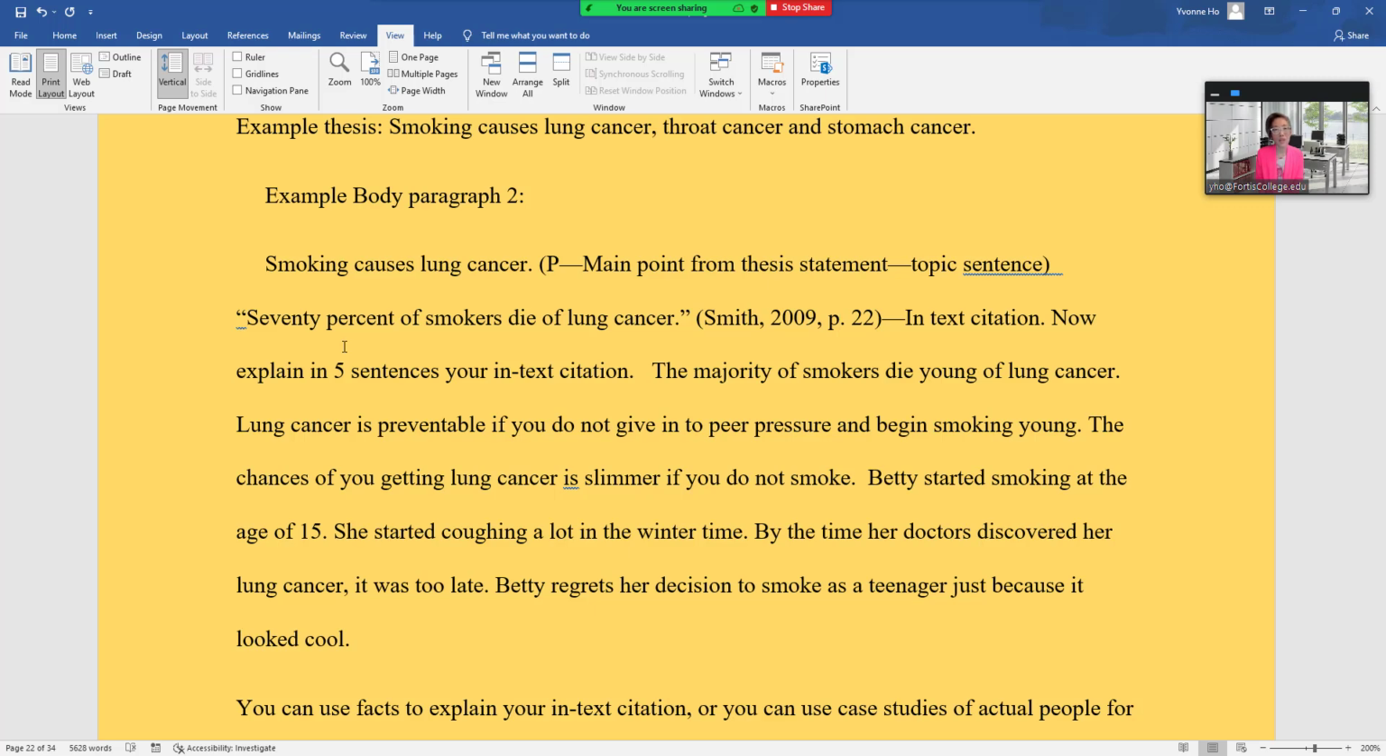The majority of smokers die young of lung cancer. Lung cancer is preventable if you do not give in to peer pressure and begin smoking young. The chances of you getting lung cancer is slimmer if you do not smoke. Betty started smoking at the age of 15. She started coughing a lot in the wintertime. By the time her doctors discovered her lung cancer, it was too late. Betty regrets her decision to smoke as a teenager just because it looks cool.